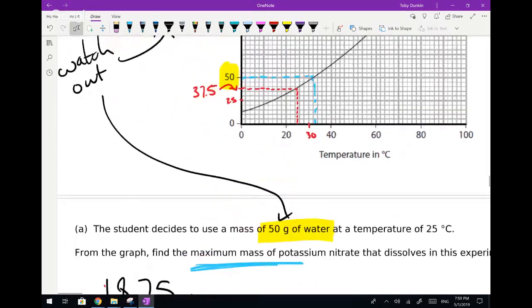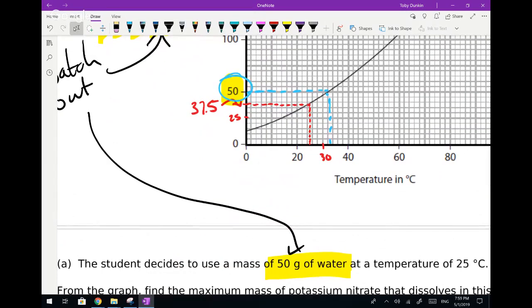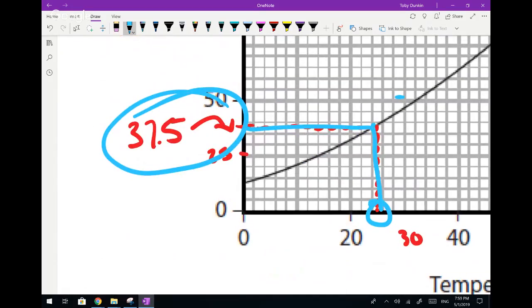If you chose 50, you'll read a temperature. That doesn't make sense. That should be the first. Oh, that's weird. How does that help me? It doesn't. I'm going to choose the temperature this time. Let's choose 25 degrees Celsius. Read up. That's going to spit out a mass of 37.5 when I read it off.